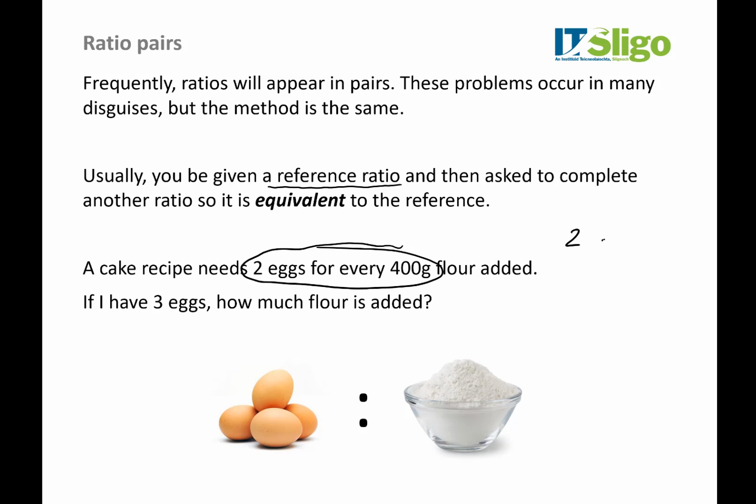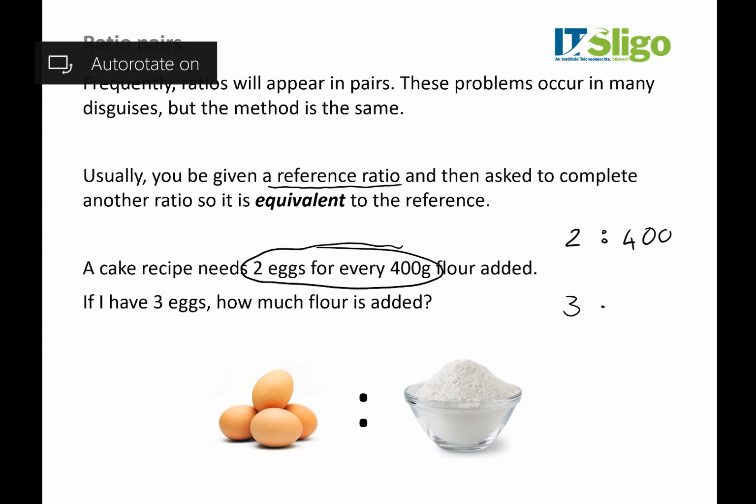2 eggs is the 400 grams. So if I have 3 eggs, how much do I need? Well, hopefully it's obvious that it should be 600. But as we move on, we need something a bit more robust than just intuition.